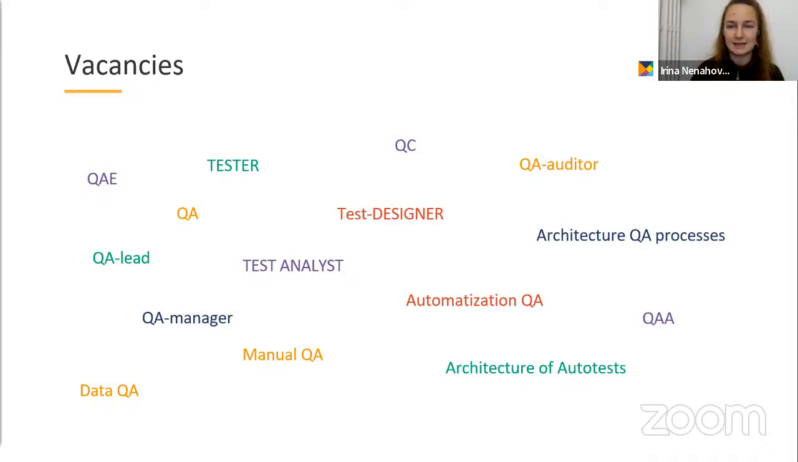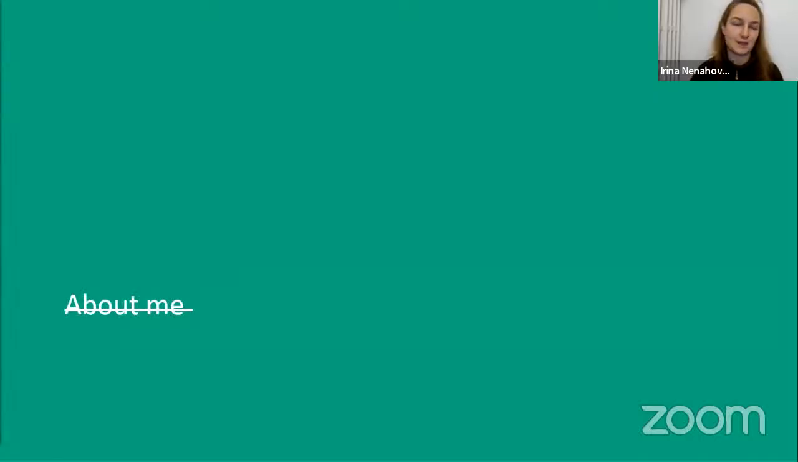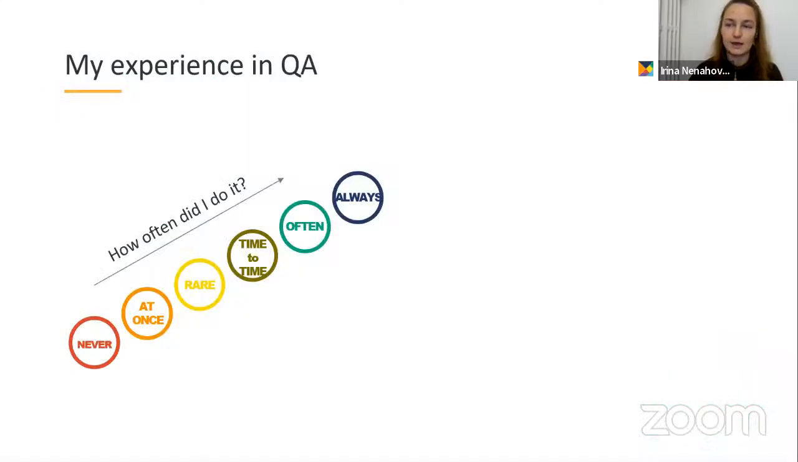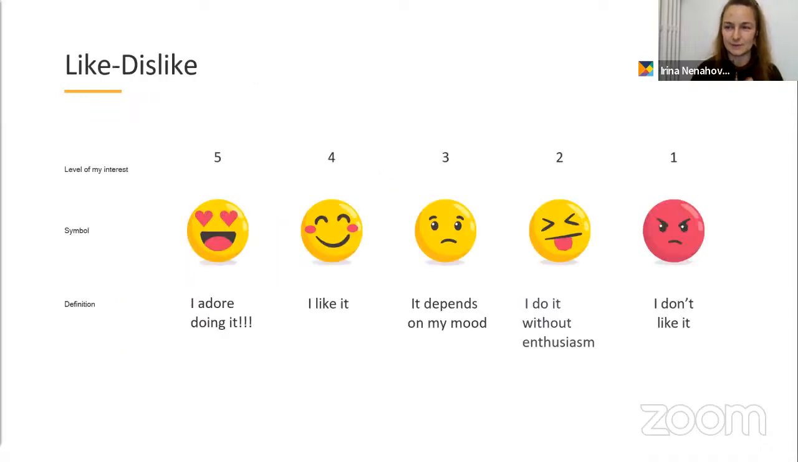And as I promised you, I will not speak about me. Anyway, each slide of the presentation will contain 2 icons. The first type of icons will demonstrate how often I did a particular activity during my professional career. You know, it's already 15 years. And the second type of icons will demonstrate my attitude to each activity, how much I like or dislike it.